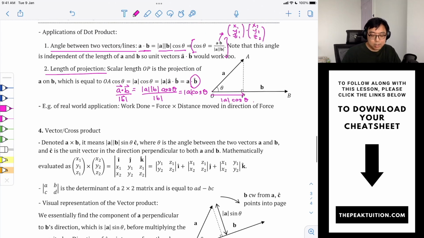Before we jump into cross product, I would like to briefly talk about one last example of a real world application. For those who take physics, this will be quite familiar to you. We know that work done is force times distance moved in the direction of the force. So let's say you have a person who is trying to drag a box. We notice that the force that the person applied is not horizontal. It's actually slightly slanted, but the box is only moving horizontally. So to get the work done, we have to take a dot product of the force with the distance traveled to give us the final work done.